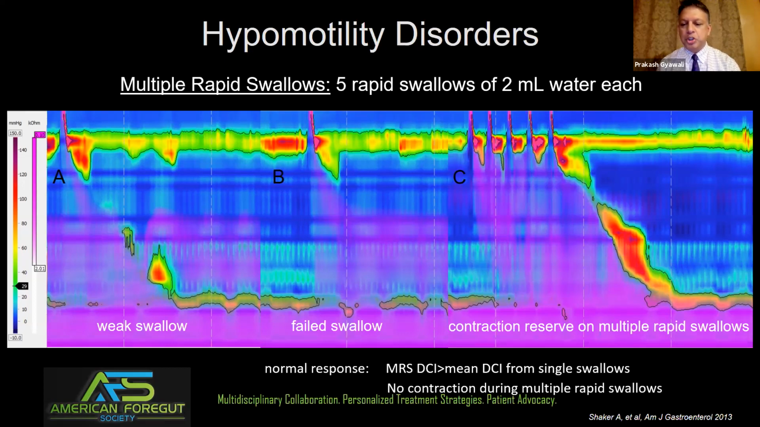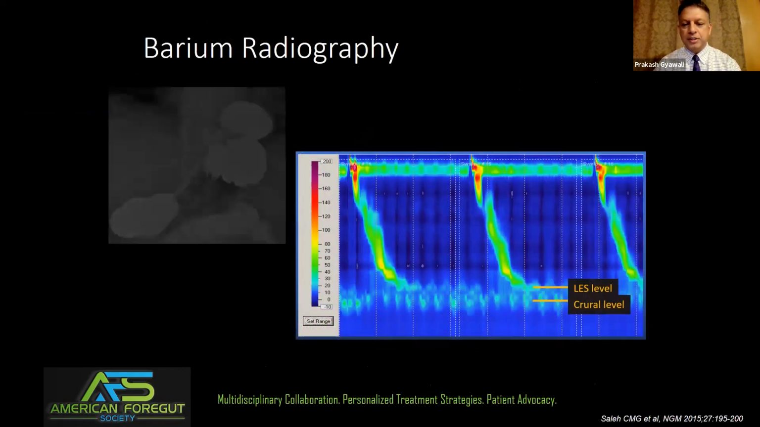And our group has demonstrated that if you have contraction reserve in the setting of borderline hypomotility or hypomotility disorders, the likelihood that contraction improves after anti-reflux surgery is high. These patients have a lower likelihood of developing post-fundoplication dysphagia.